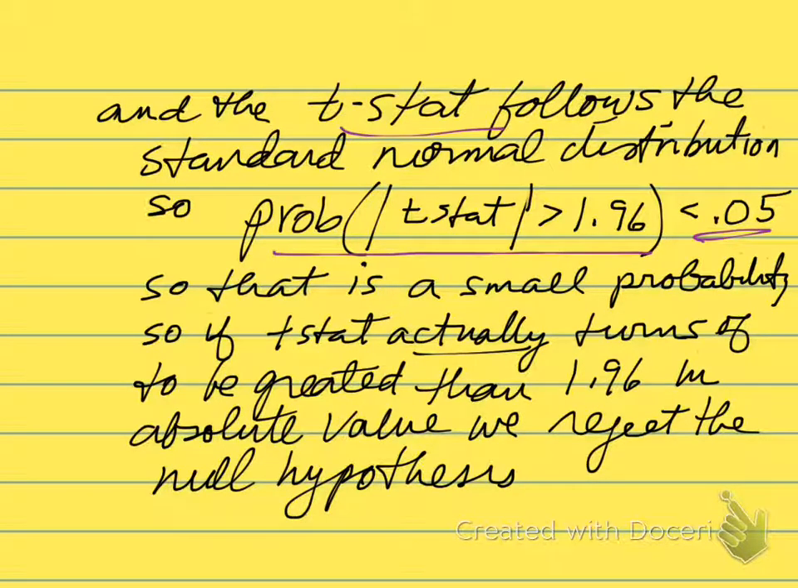So there is a small probability that we observe a large t-statistic. If we have a t-statistic from our sample that turns out to be greater than 1.96 in absolute value, then we reject the null hypothesis. The p-value is less than 0.05, and so we should reject the null hypothesis because it's very unlikely we would observe a coefficient of that magnitude, a beta 1 hat, and a standard error of that magnitude, whatever it is that we observe, if the null hypothesis were actually true. So we should reject the null hypothesis.